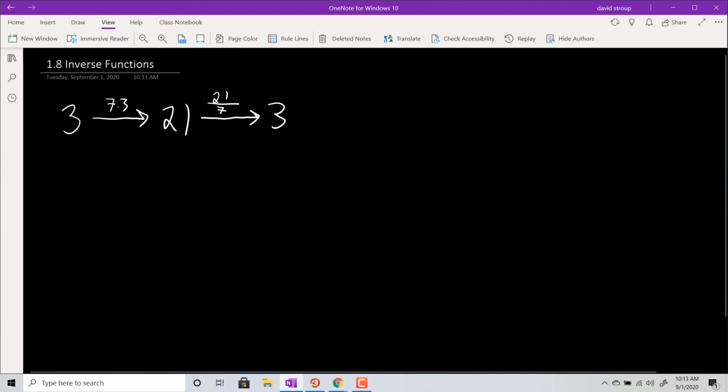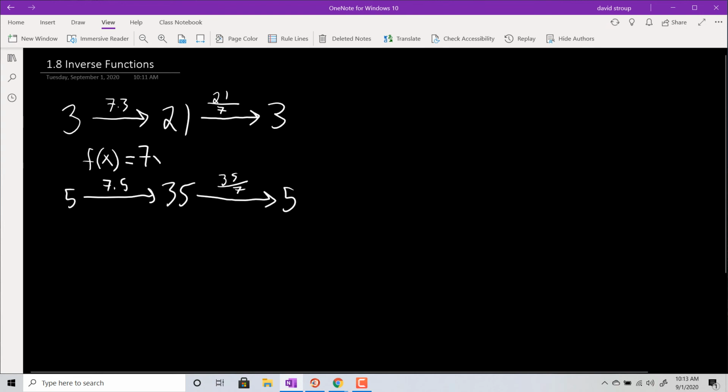So if the original, we could make these into functions, right? So we could say the original thing, f of x, was to multiply whatever we put in by 7. So we do another number, maybe 5. And then we multiply it by 7, and we get 35. And then to undo that, we divide by 7. So 35 divided by 7 gets me back to 5. So the first operation we did was to multiply the given number by 7, so 7x. And then the second operation, in order to undo it, we'll call that g of x, we divided by 7.